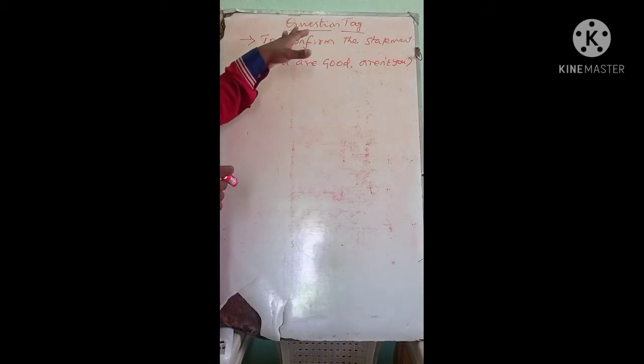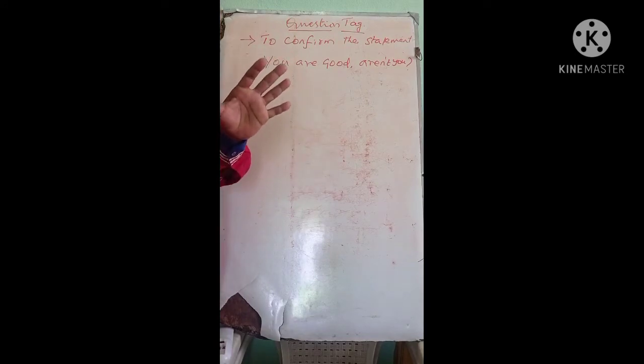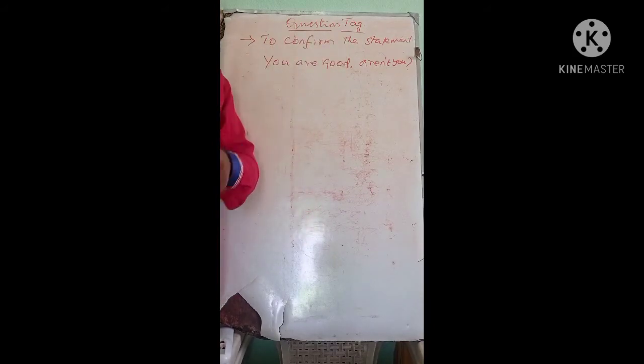This is the purpose of asking or creating a question tag. Clear? What's the purpose of writing a question tag? To confirm the statement in double certain. Double certain: two times you are confirming that the given statement is correct. This is the purpose of asking a tag question.